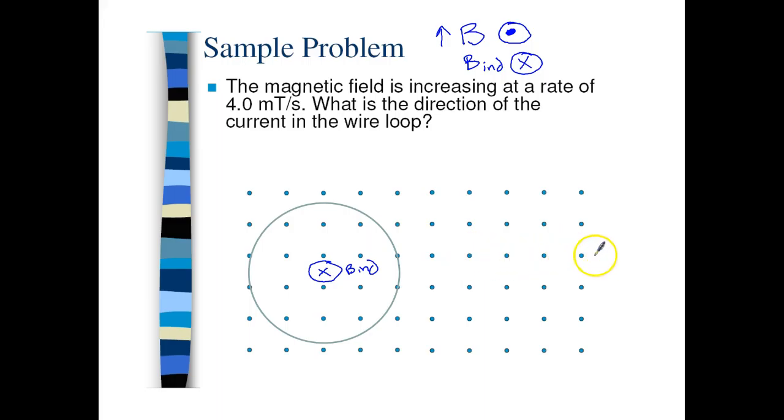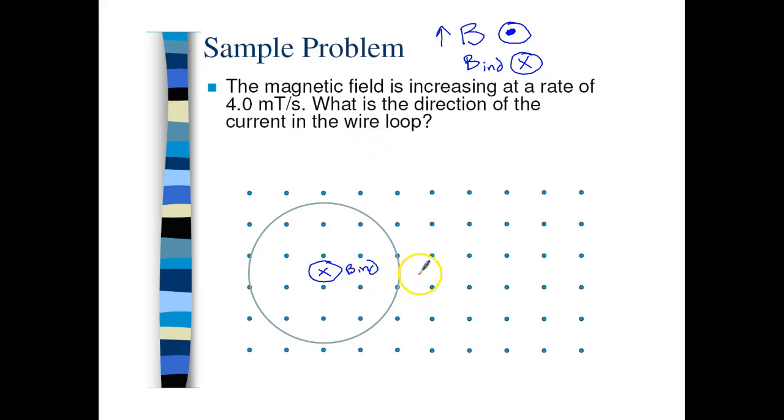If these are all little tiny water hoses and they're squirting water towards you, in order to oppose those, I would have to squirt water back at them. And that's essentially what's happening in Lenz's law. So now the question is, which direction is the current in the wire loop?